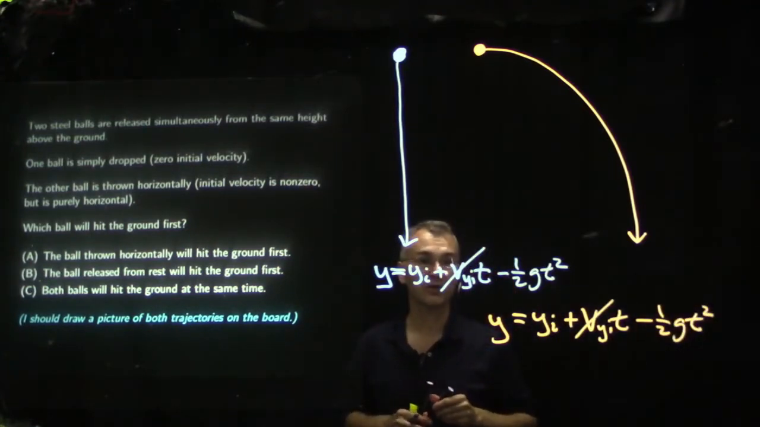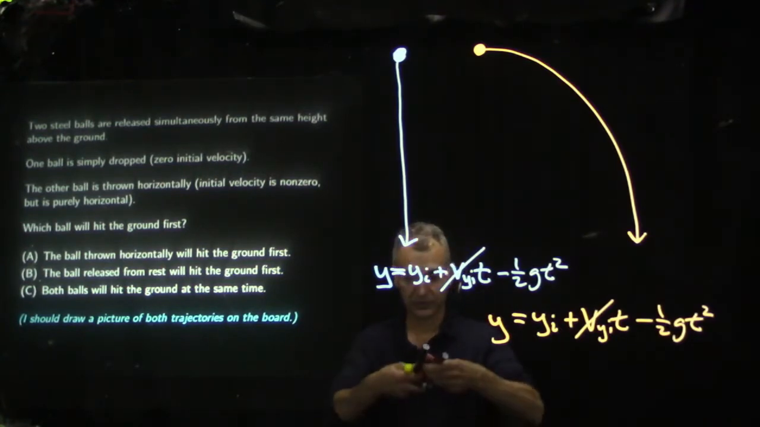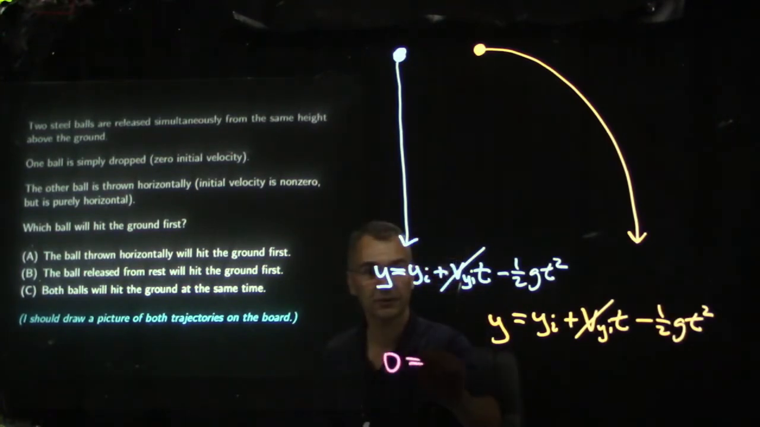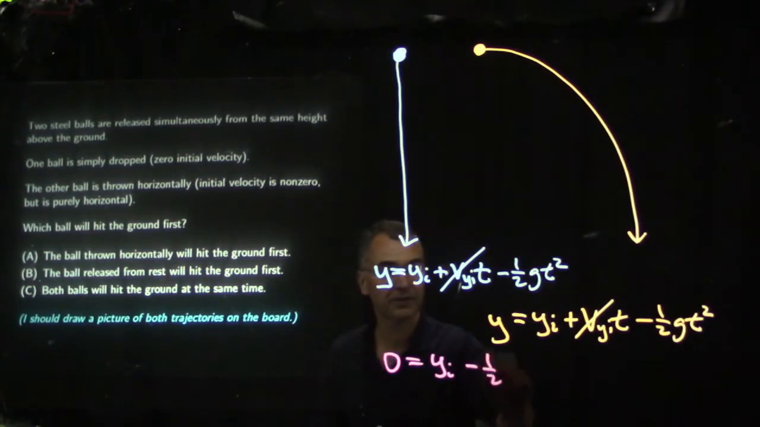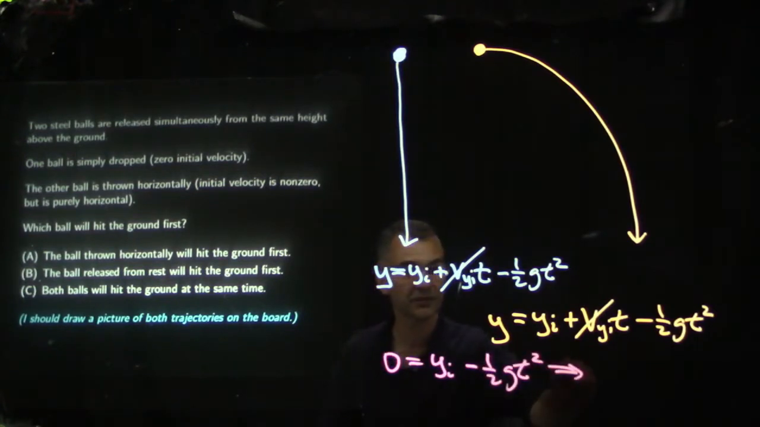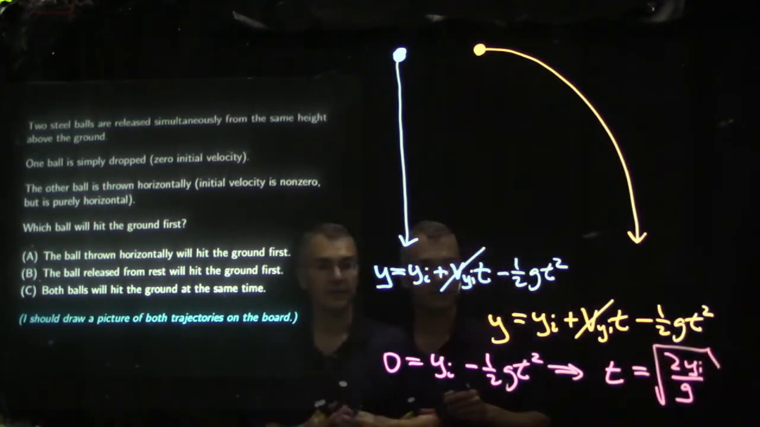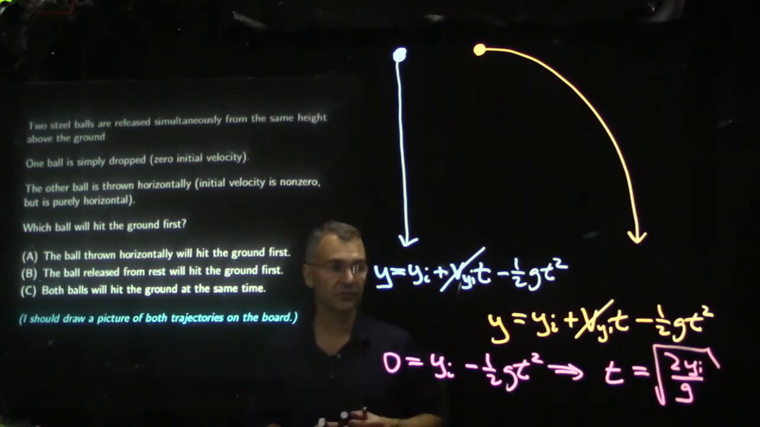So you say, well, what time is it when we reach y equals 0? And it's the same time. 0 equals y initial minus 1/2 g t squared gives us t when it hits the ground. T when it hits the ground is just the square root of 2 times y initial divided by little g. So it appears that in the absence of air resistance, the horizontal motion makes no difference at all to what time will hit the ground.